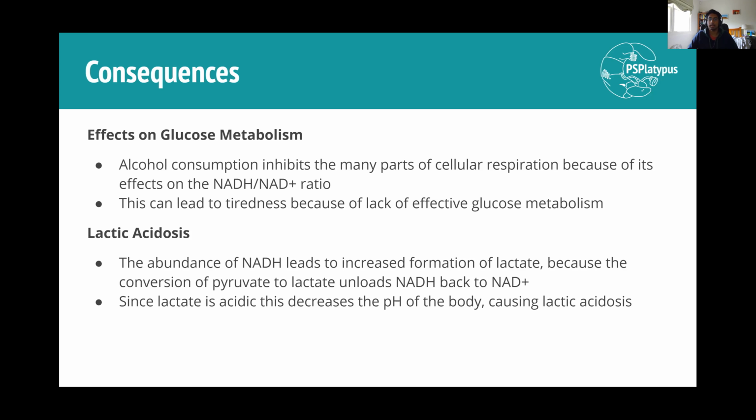So you can have a lack of effective glucose metabolism, and that leads to tiredness. So some patients with alcohol poisoning will actually present with tiredness when they come up to you. And there's one more, lactic acidosis. This is a pretty common symptom.